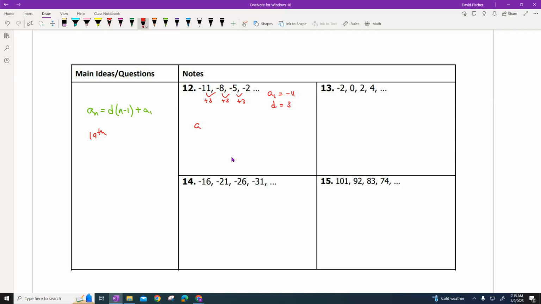I want the 19th number. My difference is a 3. The number I want minus 1, which is 18, plus my negative 11 there. I would just put minus 11 there. Some of you are already there. Okay, grab that calculator.